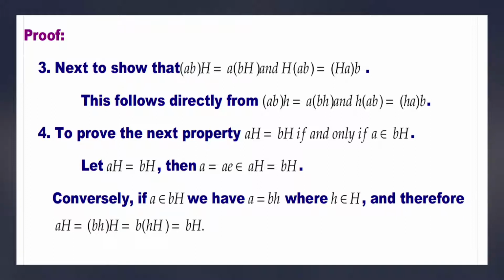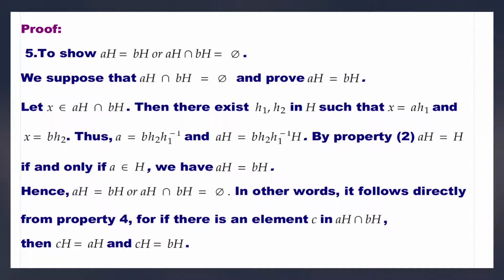Let aH equal bH; then a = b, and conversely if a = bh, where h is in H, then aH = bhH = b(hH) = bH. The fifth one: to show either aH = bH or aH ∩ bH = ∅.